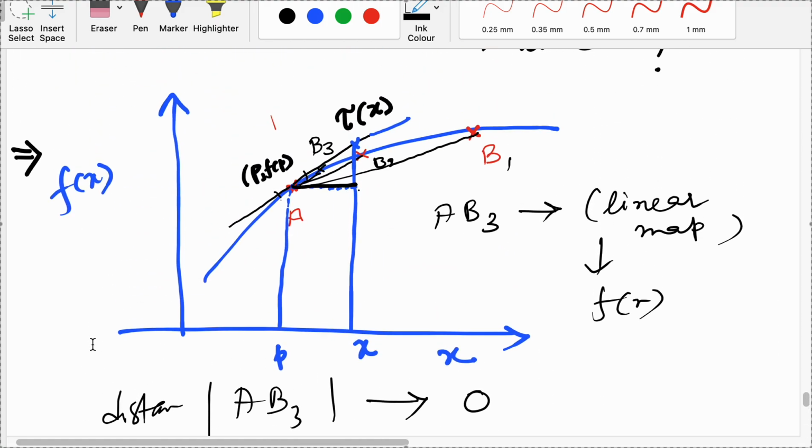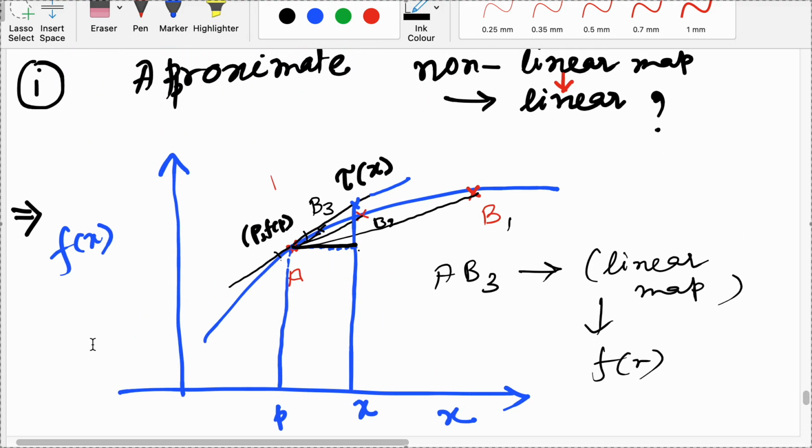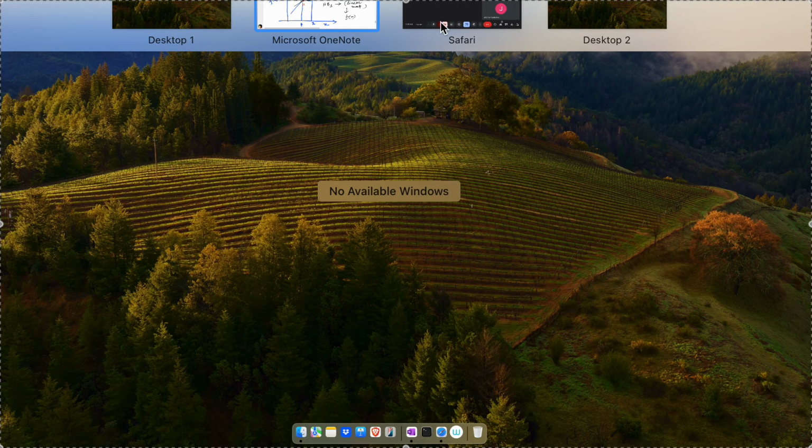So that is our motivation to see whether there exists any linear map which will exactly or closely mimic the behavior of that map. And indeed it is true that this tangent can be a good thing to go with. So is it clear, Subhusaji?